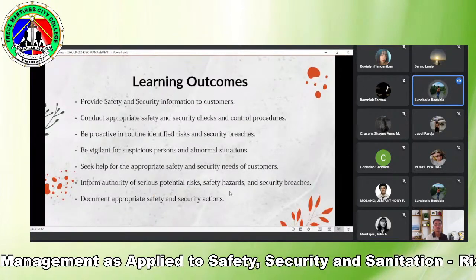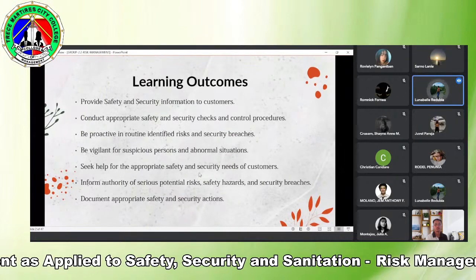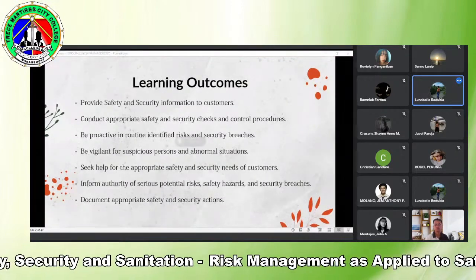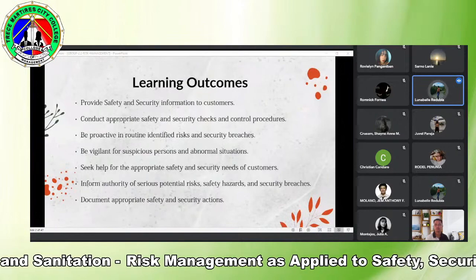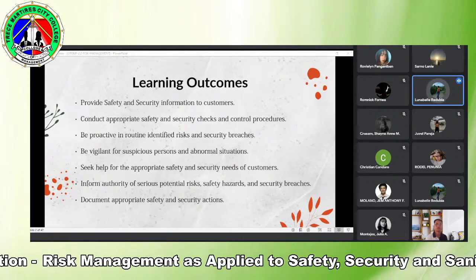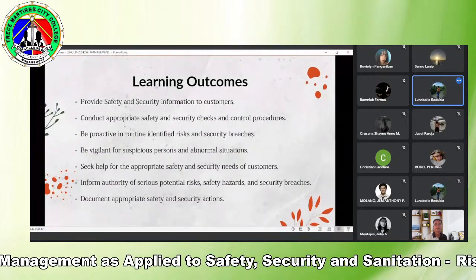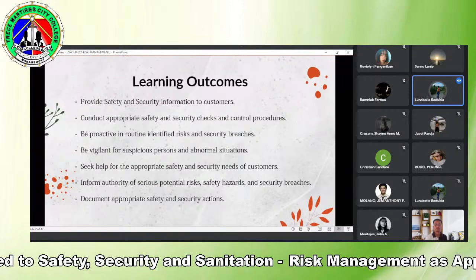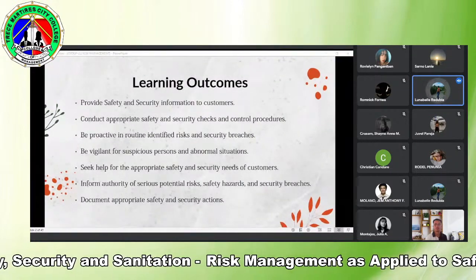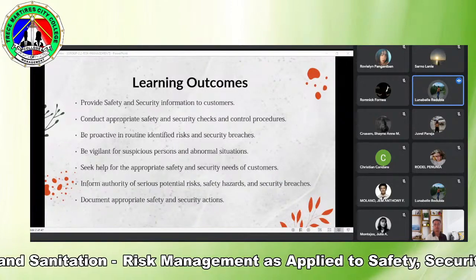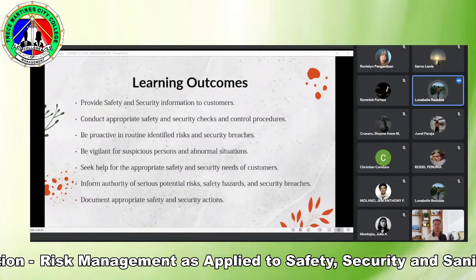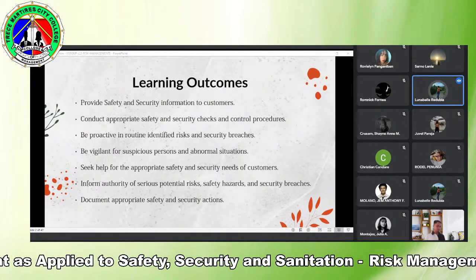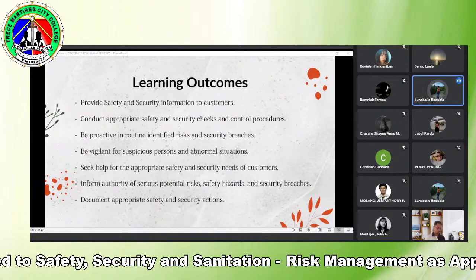First is provide safety and security information to customers, conduct appropriate safety and security checks and control procedures. Para po to sa health ng mga employees and customers, also para mabawasan yung accidents and any risks. Be proactive in routine identified risks and security breaches. A proactive security approach prevents major incidents before they happen. Preventive measures taken by a company anticipate potential situations and save the firm from experiencing devastating events.